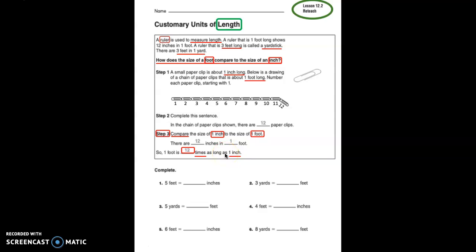Let's try some problems together. But before we do that, let's take a look at our customary units of length chart. 1 foot equals 12 inches. 1 yard equals 3 feet. And 1 yard is the same or equal to 36 inches.